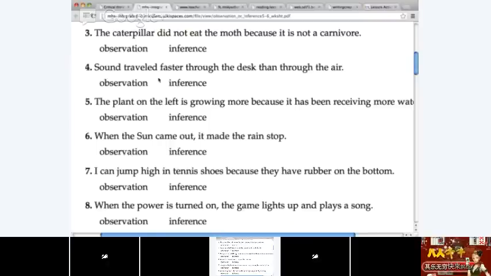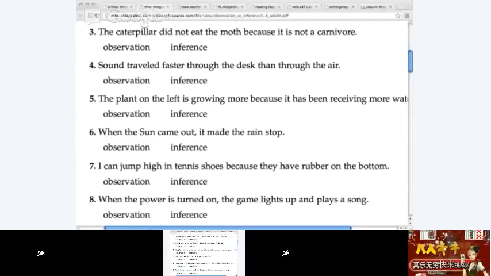The caterpillar did not eat the moth because it's not a carnivore. Inference. What does the caterpillar eat? A worm. Yeah, it's a worm. So before a butterfly becomes a butterfly, it is a caterpillar. Or observation.